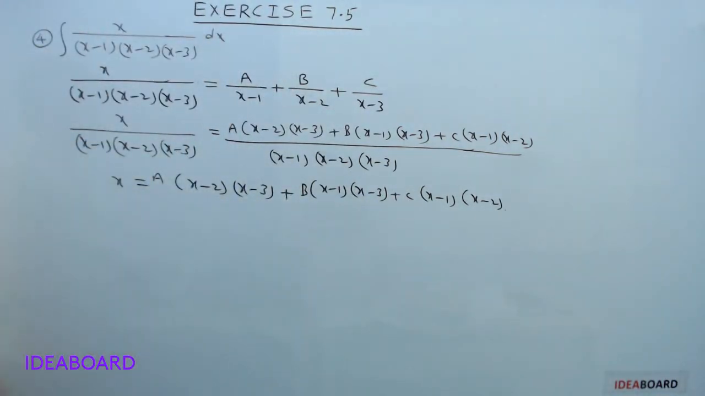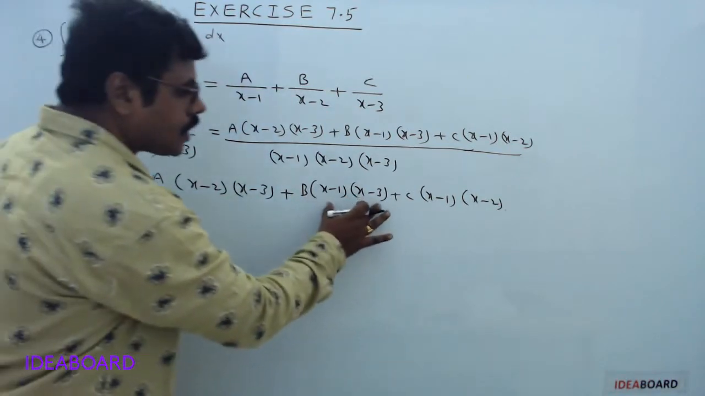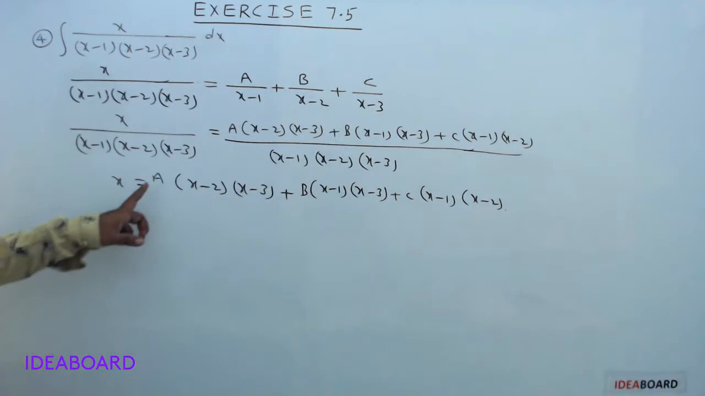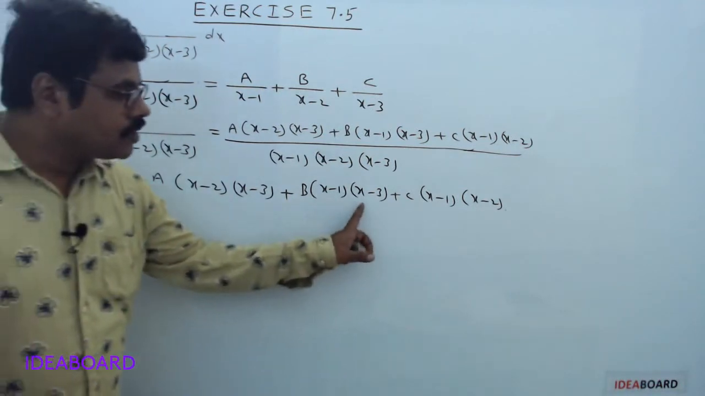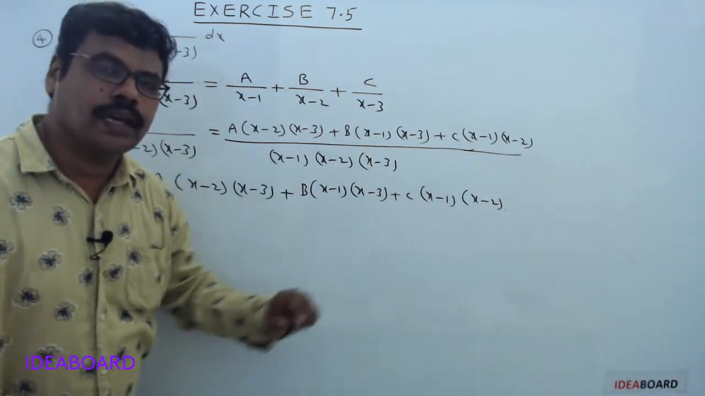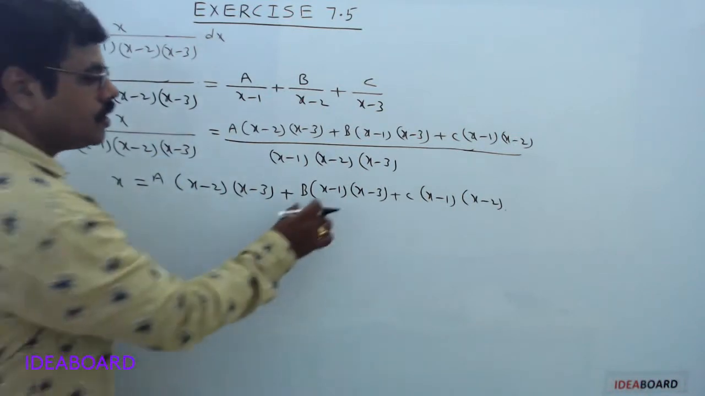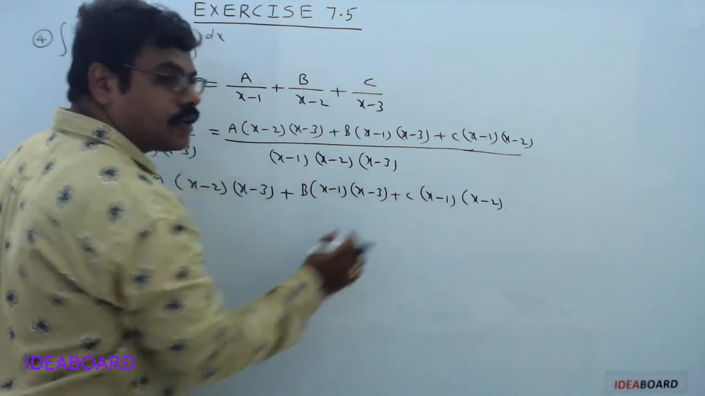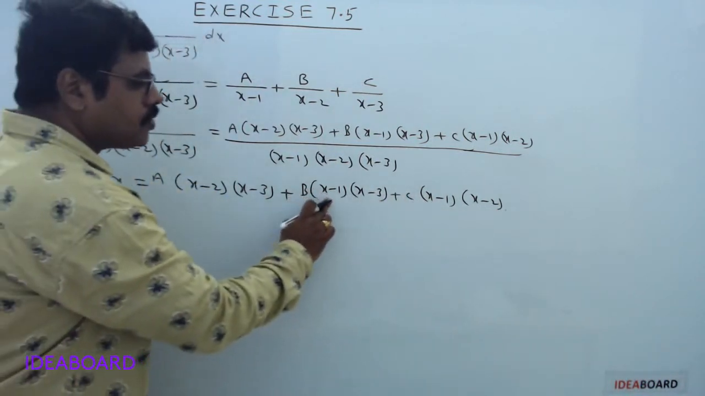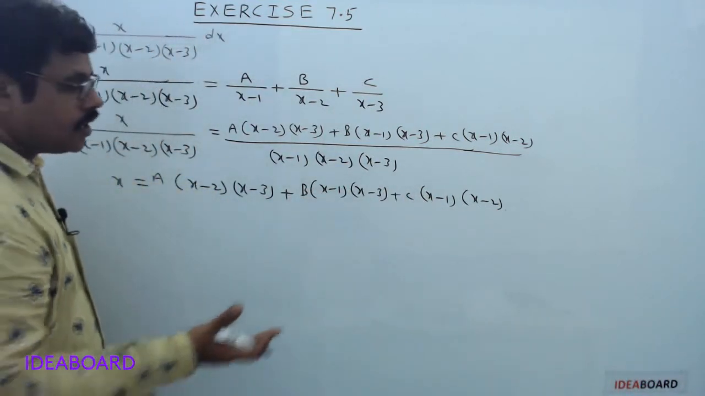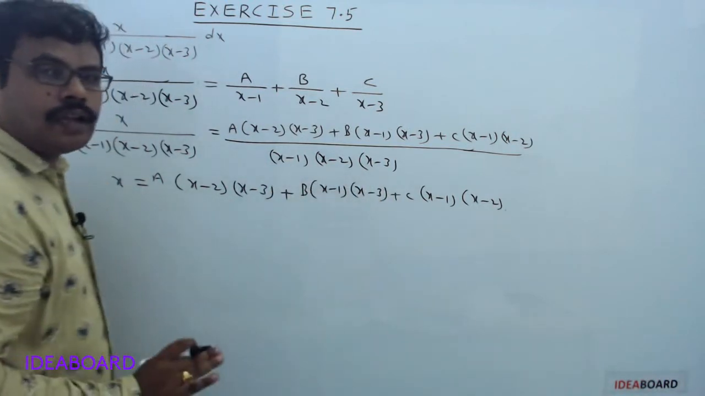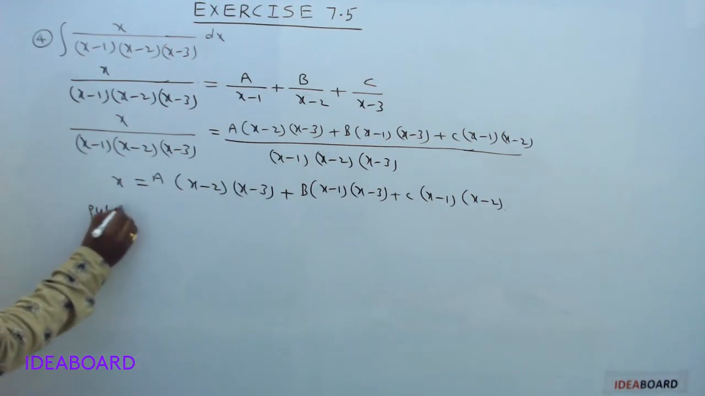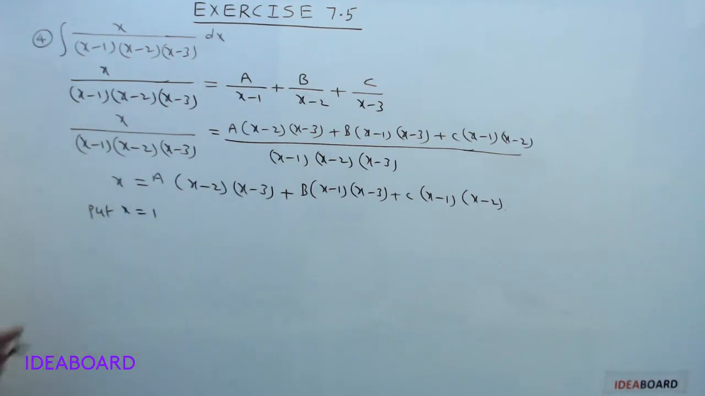To find the value of a, make the second and third terms 0 simultaneously. Observe that x minus 1 is the common factor for the second and the third terms. So by substituting x equal to 1, automatically the second and third terms are zero. So write down x equal to 1.